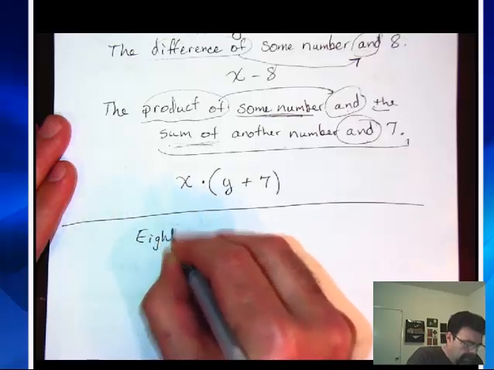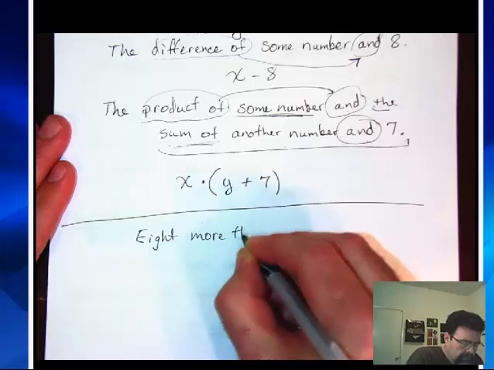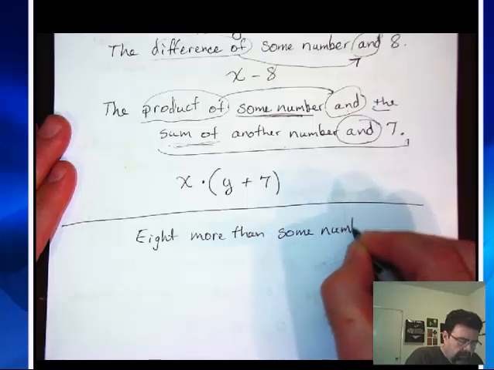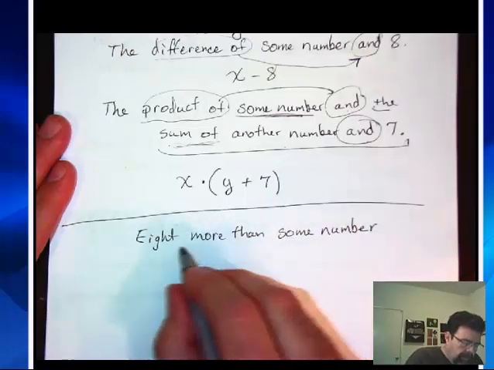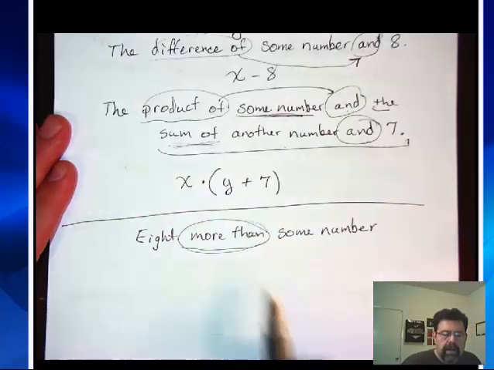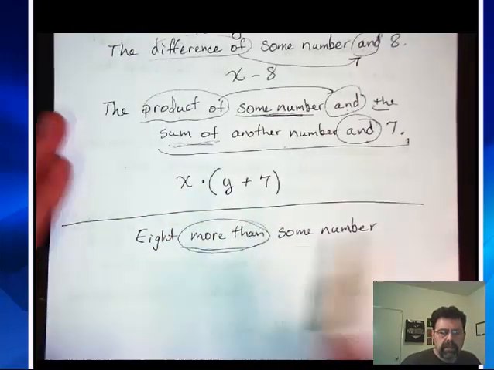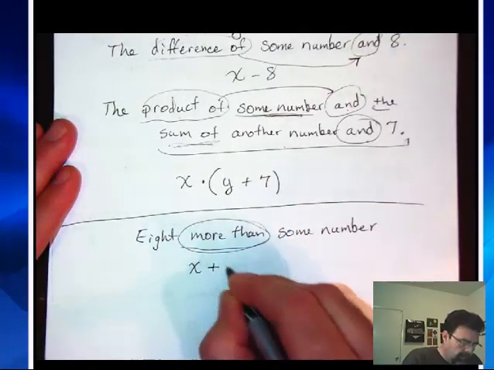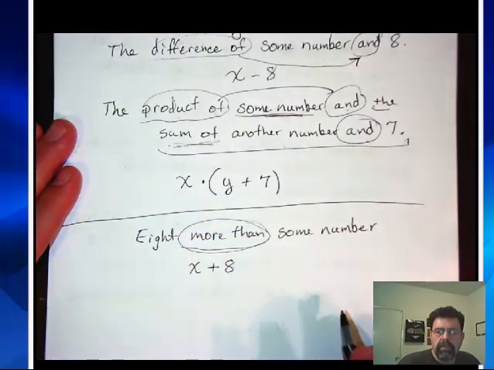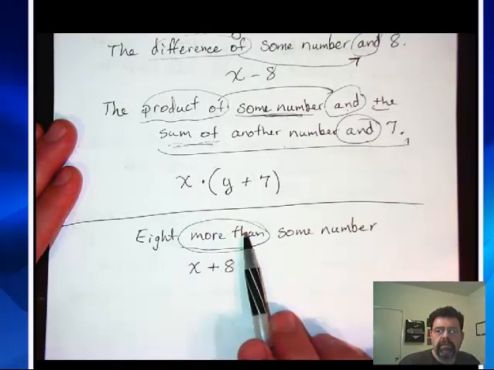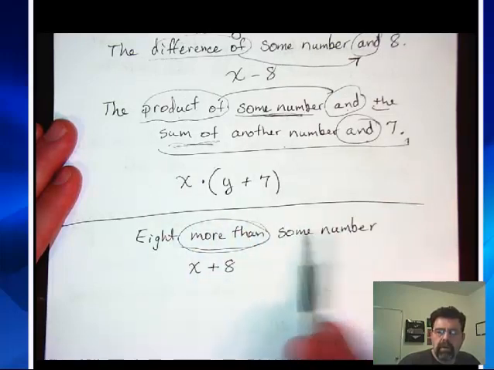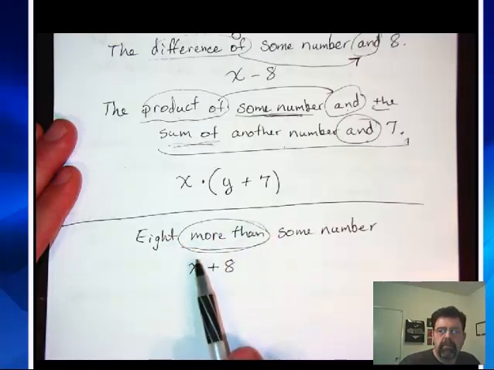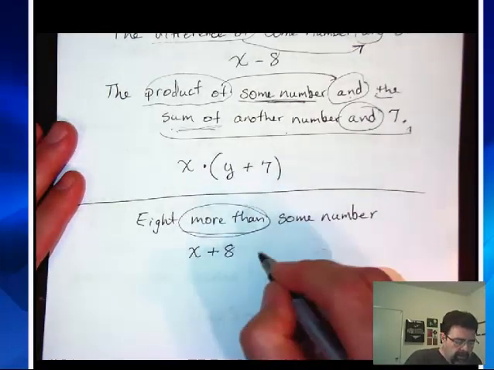If I were to say 8 more than some number, and whenever you see the than, more than, less than, that actually switches the order. Now for addition, it's not a big deal. Okay, so some number plus 8 is the way that would be translated. So whenever you see the more than, less than, technically it switches the order around. This part will come first, and then the first number would be last. So it'd be x plus 8.